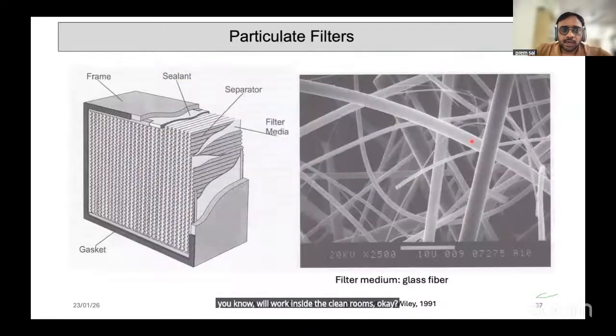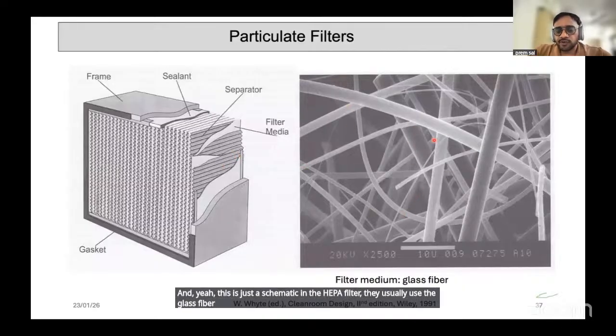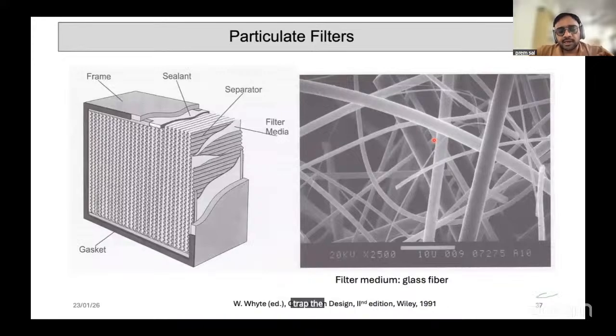And this is just a schematic. In the HEPA filter, they usually use glass fiber. This will trap the particulate matter and dust.